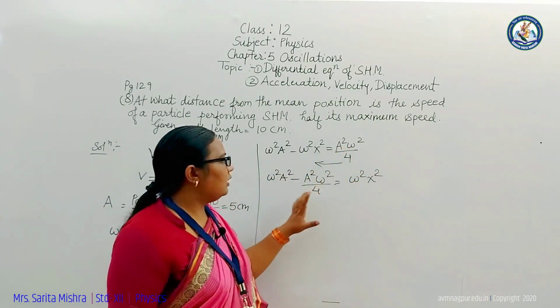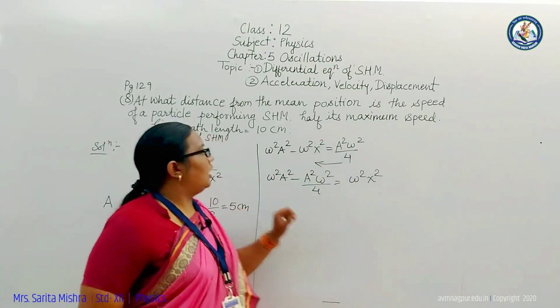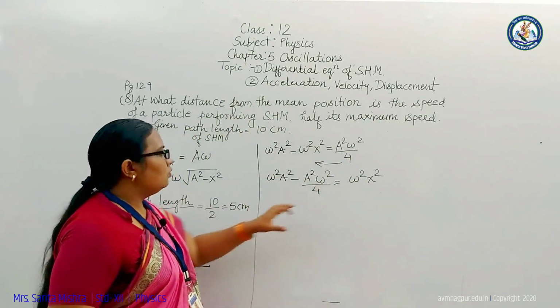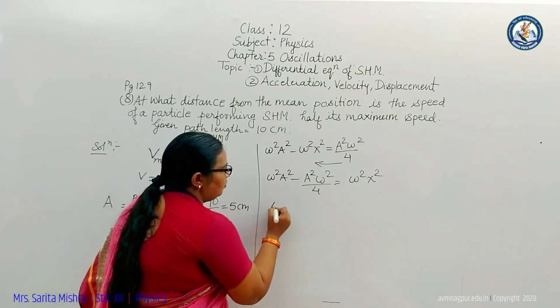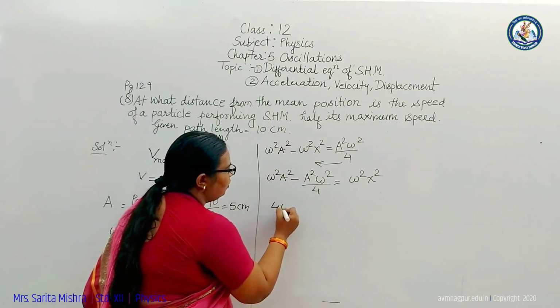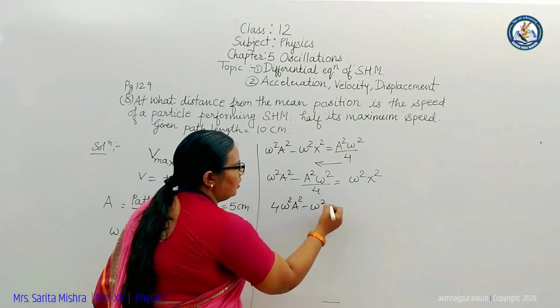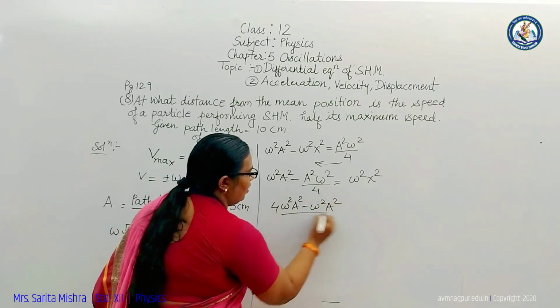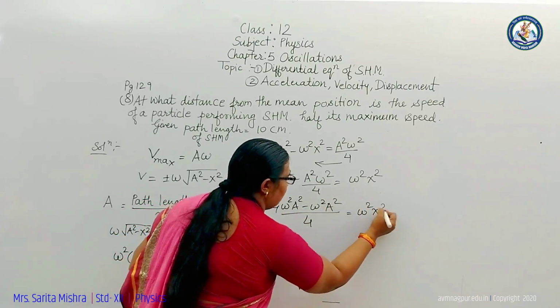Now doing the mathematical arrangement, because we have to find the value of position x. At what distance is given, so we have to find the value of x. So now do the cross multiplication here. 4 omega square a square minus omega square a square upon 4 equals omega square x square.